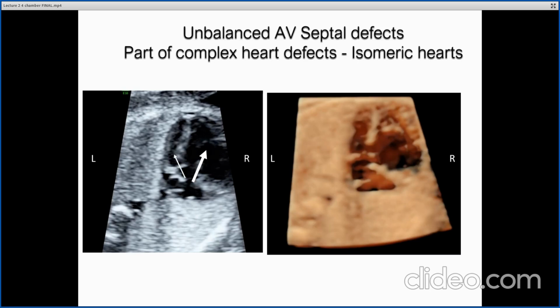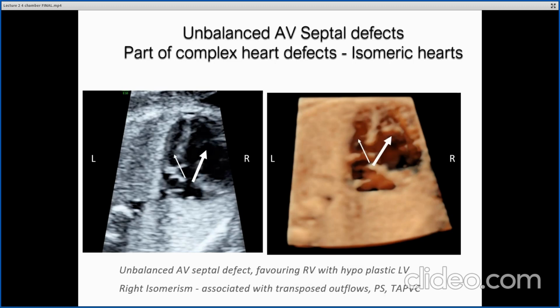This is nicely demonstrated in this 4D rendered picture. We can see that the right-sided ventricle is quite prominent, while the left ventricle is small, and most of the blood is going to the RV and very less to the LV. So this is referred to as the unbalanced AV septal defect. And this unbalanced AV septal defect is quite an important finding in right isomerism.